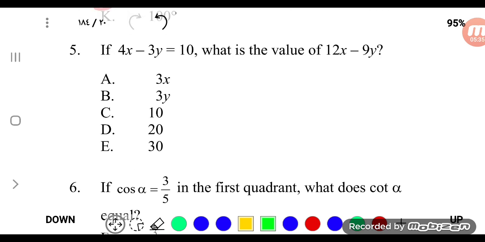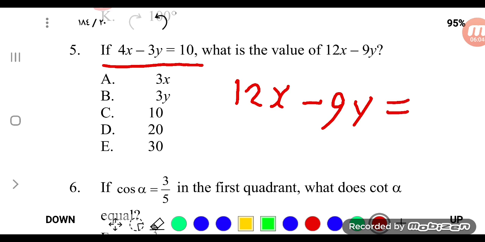Next question. If 4x minus 3y is 10, what's the value of 12x minus 9y? Clearly, if I multiply this by 3, I will get the requirement here. So 4x times 3, get 12x, minus 3y times 3, get 9y. 10 times 3 is 30. So the answer is E, 30. Option E is correct.